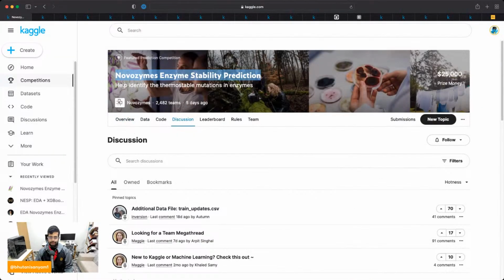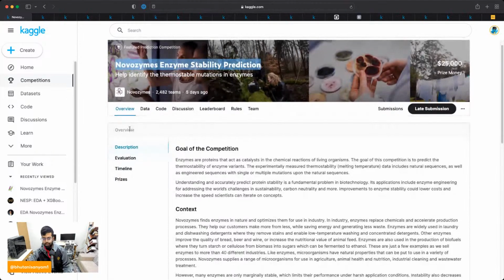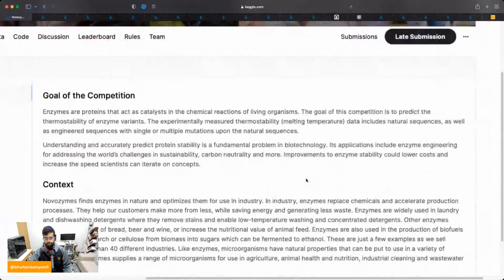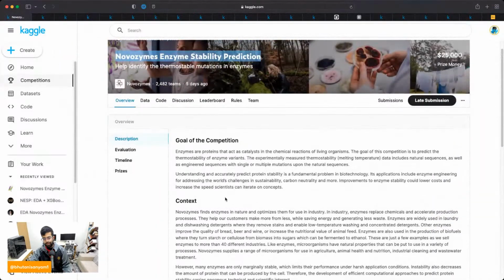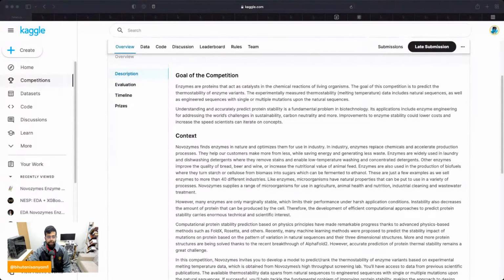So for today, as I said, we'll be understanding this competition and then top solutions. So the goal here was to predict enzyme stability with different temperatures. And in the text, the organizers explain how enzymes are relevant in different things, how they help in detergents, in creating bread, wine, beer, all different important things. And as temperature rises, enzymes become unstable. So the goal is to predict how stable enzymes will be with temperature.